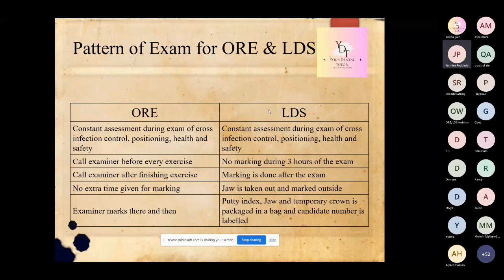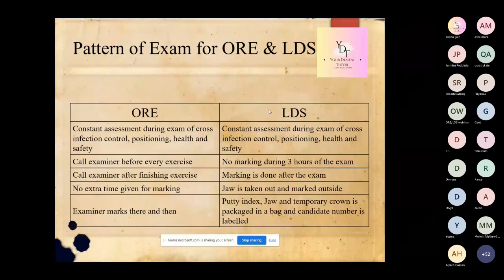So you can't say, okay, I'm going to crown cut this, make a cavity in this, and then restore it. Or make a cavity in this, crown cut, and then restore at the end. You don't get to decide. The examiner will tell you, okay, fine, go ahead with crown cutting now, or go ahead with restoration now. But you have to show your work before you switch on to another exercise.